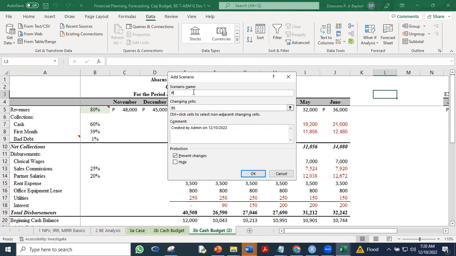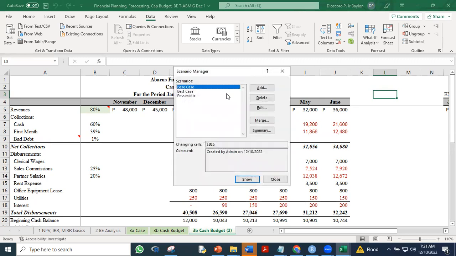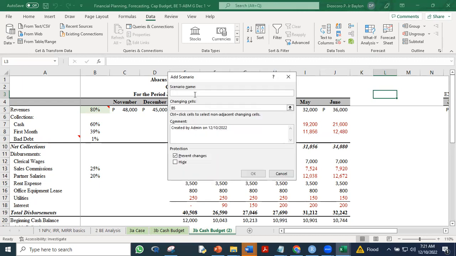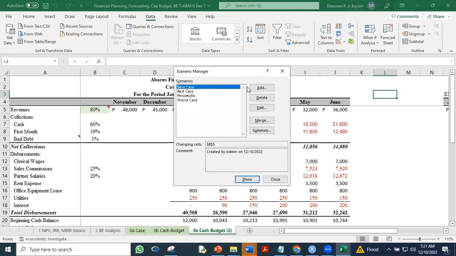Then another one. Let's do the pessimistic, also B5. The pessimistic case is just 90%. And lastly, we add the worst case scenario, B5 again. Click OK, and then put the value here: 0.8 or 80%. So we have now plotted these four cases.